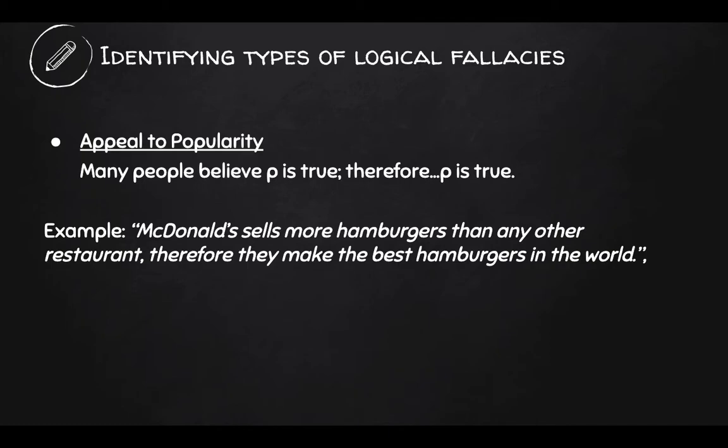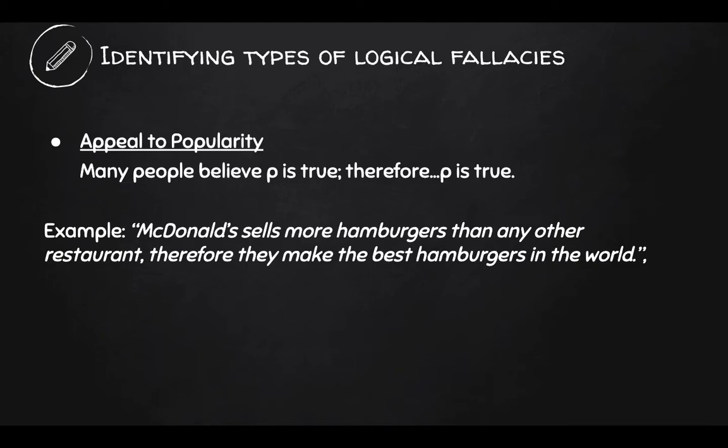So the first one we're going to talk about is appeal to popularity, which we actually just mentioned a minute ago in the first example with the Ford trucks. The statement is that many people believe P is true, therefore P is true. Appeal to popularity is essentially just saying if it's the most popular, it must be the best. But that's not necessarily true. The most popular doesn't necessarily mean the highest quality. Best, quote unquote, is subjective anyways.